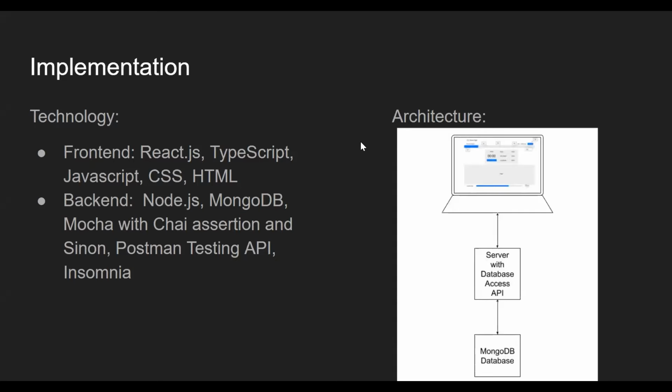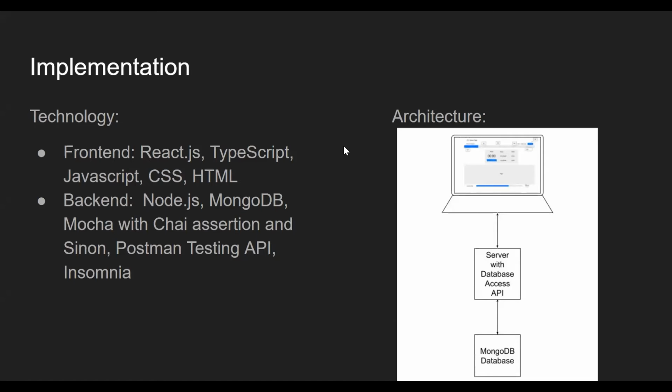Hello, this is Matthew. For our implementation of the front end, we've been using React.js, TypeScript for all of our refactoring of legacy code, JavaScript for all new implementations, and then CSS and HTML. For our back end, we've been using a Node.js server, a MongoDB database, Mocha Chai assertions, and Sinon stubbing and mocking to test our database, and also Postman and Insomnia as different ways to test our database.